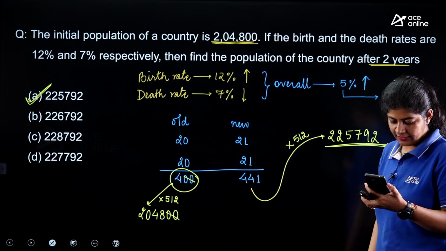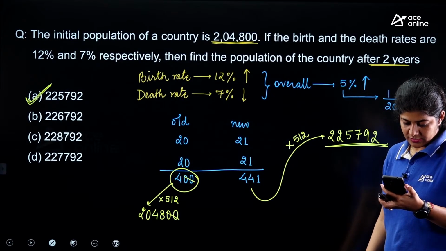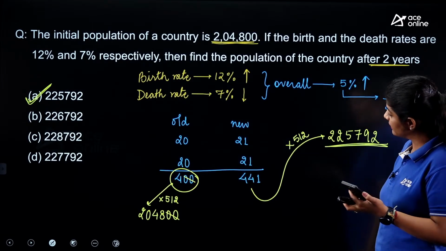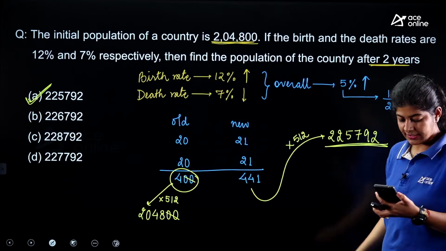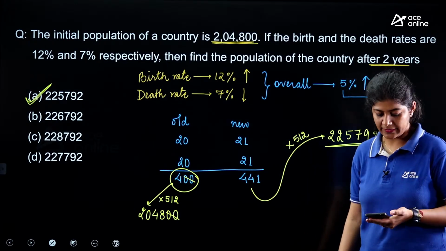Very good, Ragla. Very good, Jaipur. Okay, after 2 years. Yes, we need to find out after 2 years. Is it clear? The correct answer over here is option number A. This is a very simple one.